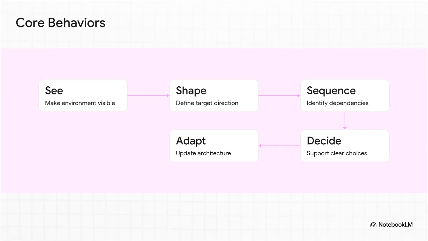First up, see. You have to make your current tech environment visible enough to actually understand your systems and pain points. Second is shape, defining the target direction, principles, and standards. Third, sequence, identifying dependencies so work can move forward without constant rework, which is huge. Fourth, decide, actively supporting clear choices, whether you build, buy, partner, or retire. And fifth, adapt, updating the architecture as your strategy, AI capabilities, and risks inevitably change over time.